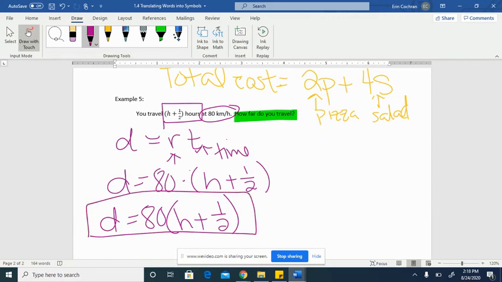Now, if you did want to distribute, you could. You don't have to. If I distribute, I would get 80h plus 40. So either one of these would still be my distance.